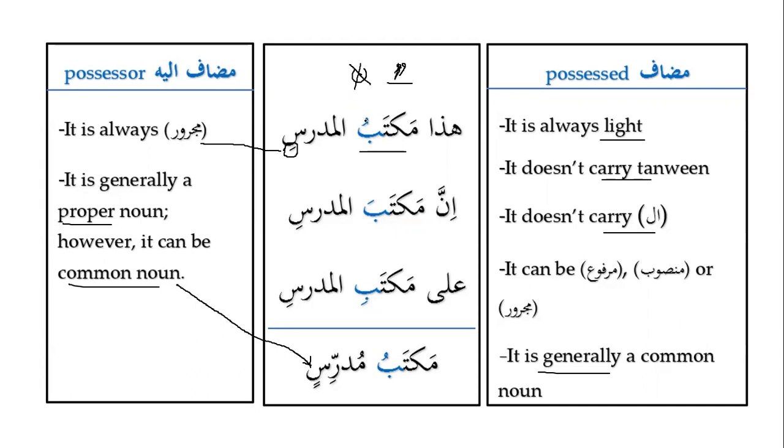Here it is marfu. Inna maktabal mudarrisi. Here it is mansub. And ala maktabil mudarrisi. Here it is majroor. So as we have seen here, mudaf can be marfu, mansub, or majroor, depending on the amil.